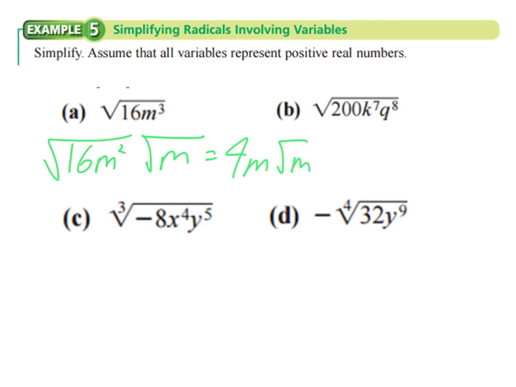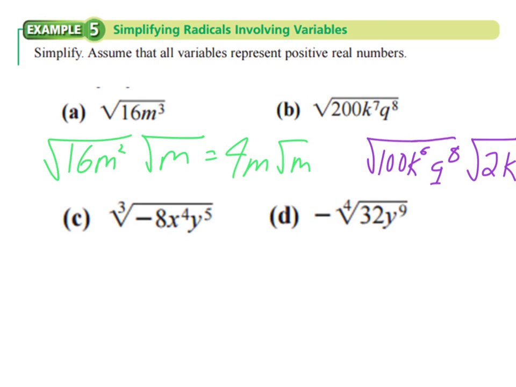And for example B, we're still talking square roots. So again, we'd be looking at how to split that up. So the largest perfect square that goes into 200 is 100. And for the k's, we just take the largest even exponent that we have. Again, all even numbers are divisible by 2. So we take k to the 6th, and then we need a q to the 8th, so all of the q's. And what we have for leftover is just a 2 from the 200 and 1 k from the k to the 7th.